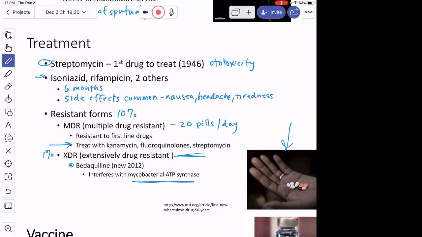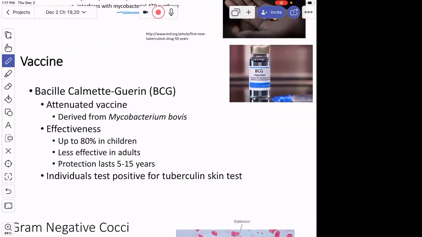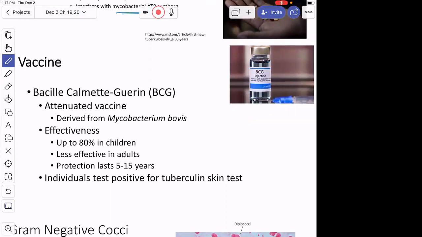And then, you know, we've got some strains where almost nothing works. So if it's hard to treat, how about a vaccine? Unfortunately, the vaccine is not that great either. We came out with this in 1921, the BCG vaccine. It stands for Calmette-Guerin, the Frenchmen that developed it, to the bacillus, Mycobacterium tuberculosis. So we've had this since 1921.